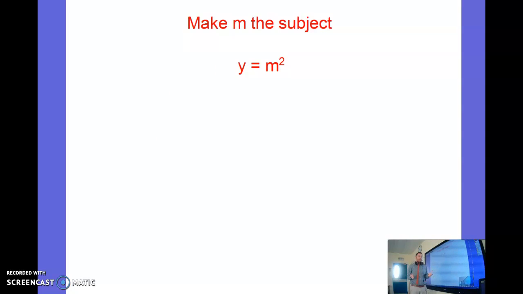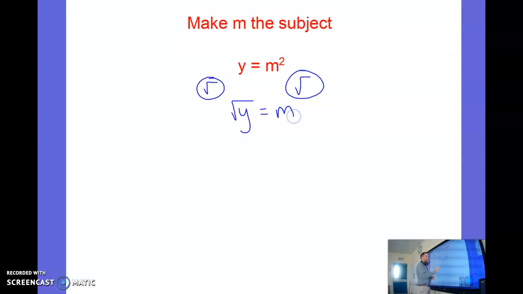Right, let's bring in those squares we were talking about. To make m the subject here, at the moment m is multiplied by itself. m is squared. The inverse of square is square root, this symbol here. And so I say square root of y is equal to m. And now m is the subject. Simple, that one. Square is the inverse of square root.